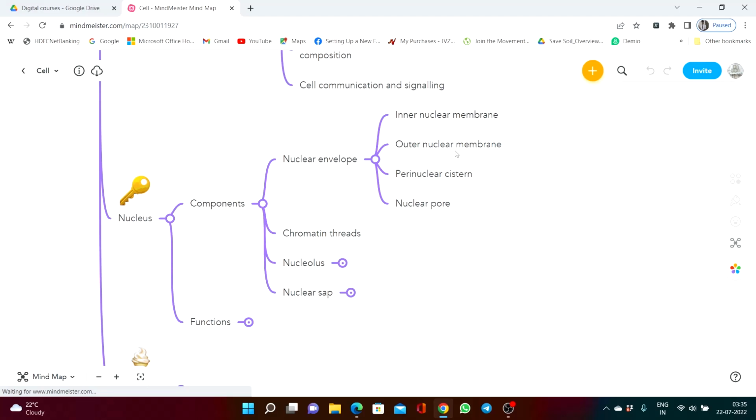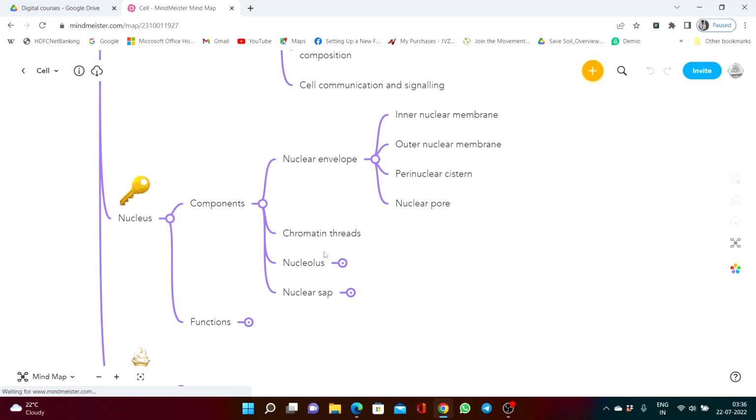In between these two layers, that is, in between the inner nuclear and outer nuclear membranes, is a space which is called the perinuclear cistern or space. In the nuclear envelope, there are gaps which allow communication between the inner part of the nucleus and the cytoplasm. That is called the nuclear pore, and it permits substances to travel in and out of the nucleus.